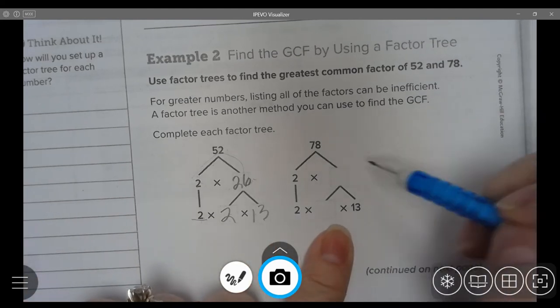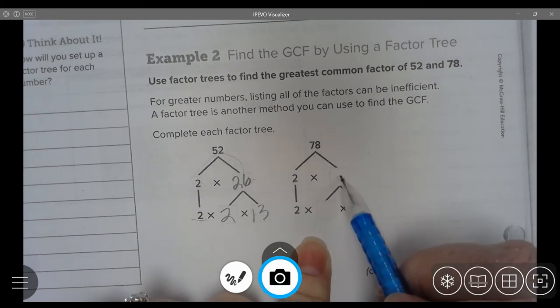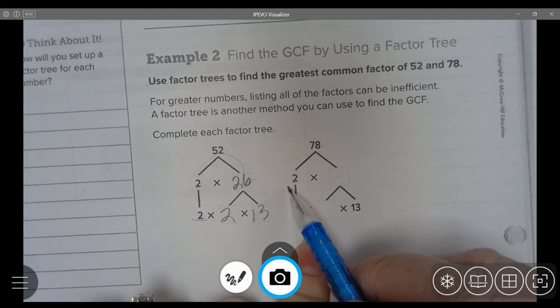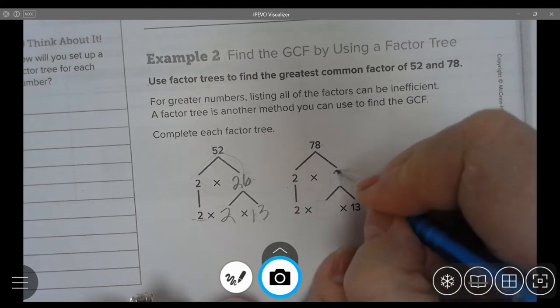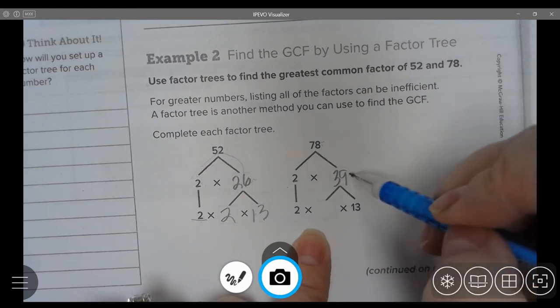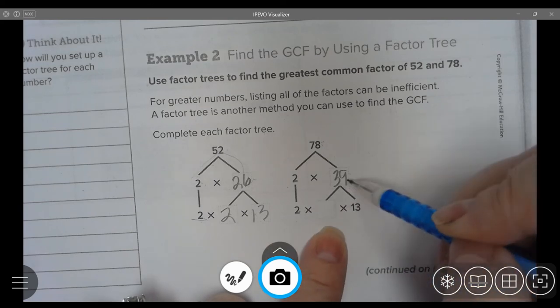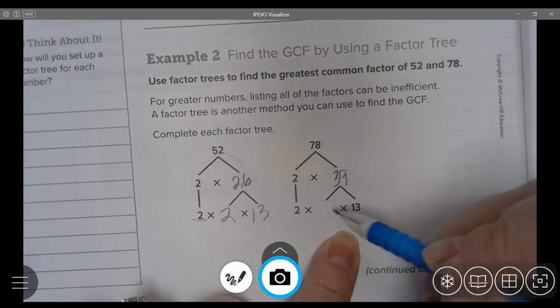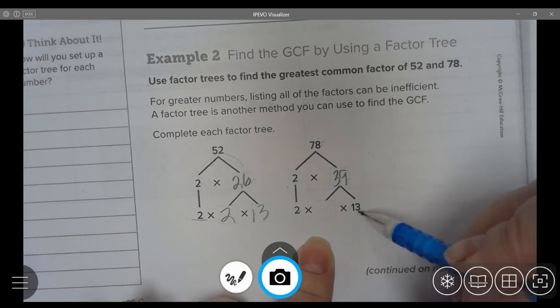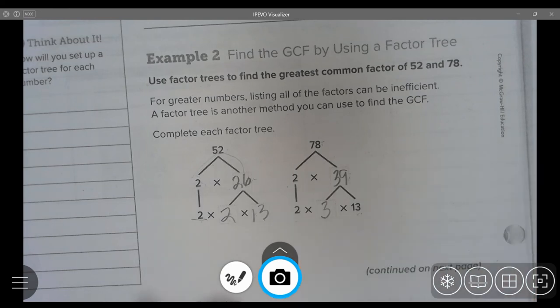Let's do the same thing for 78. So what two numbers or factors do you multiply together to get 78? 2 times 39 equals 78. 2 does not have any other factors that we can use, so 2 would stay the same. 39, though, we can take, they have a 13 here, so something times 13, and in this case, we would say 3 times 13 equals 39.